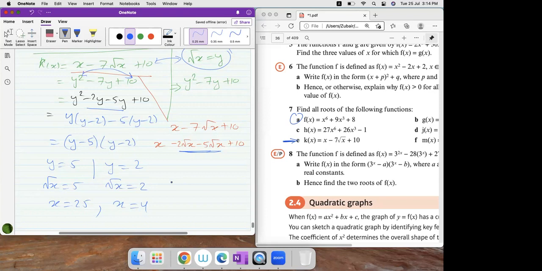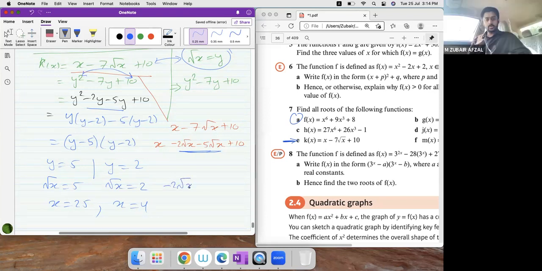Yeah. Minus 2 square root x multiplied with minus 5 square root x. So minus 2 into minus 5 is positive 10, and square root x into square root x is x. So multiplying these two, we get 10x. So it was just easier to replace, but we can still solve it without replacing.